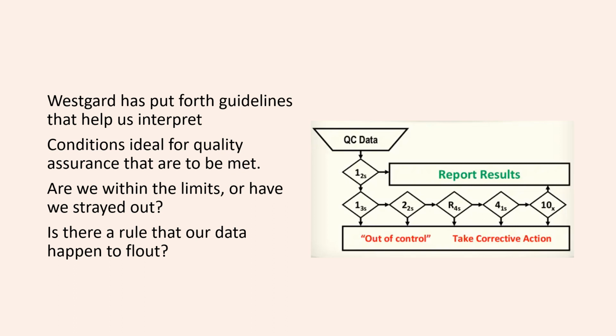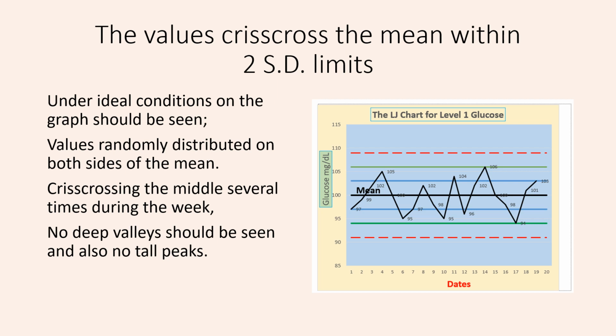Westgard has put forth guidelines that help us interpret conditions ideal for quality assurance that are to be met. Are we within the limits or have we strayed out? Is there a rule that our data happen to flout? Under ideal conditions on the graph should be seen values randomly distributed on both sides of the mean, crisscrossing the middle several times during the week. No deep valleys should be seen and also no tall peaks.